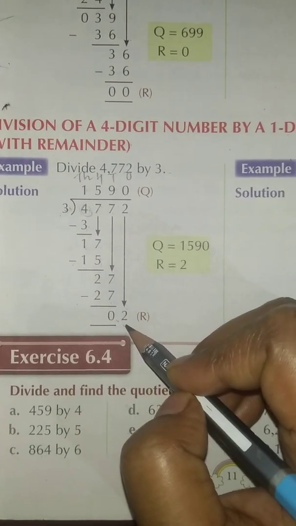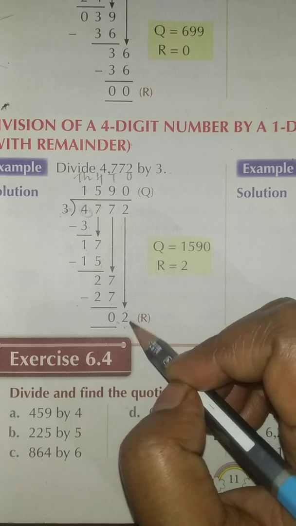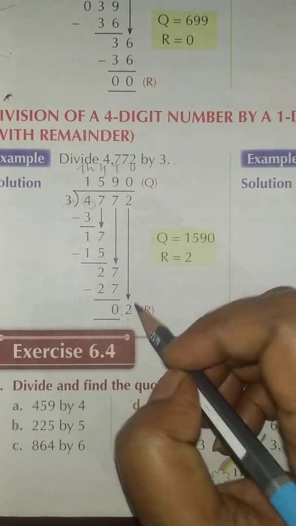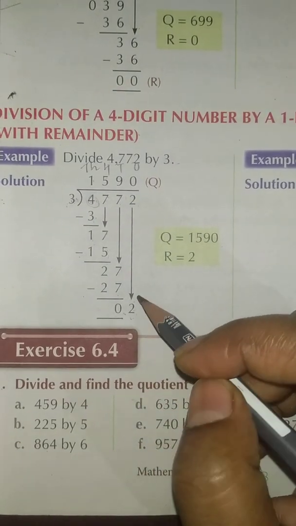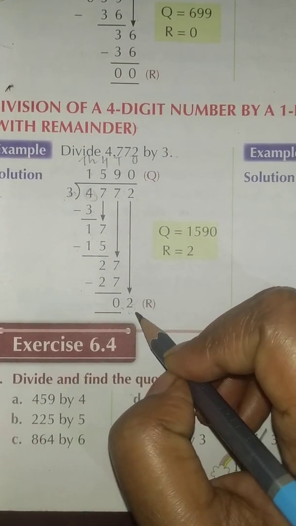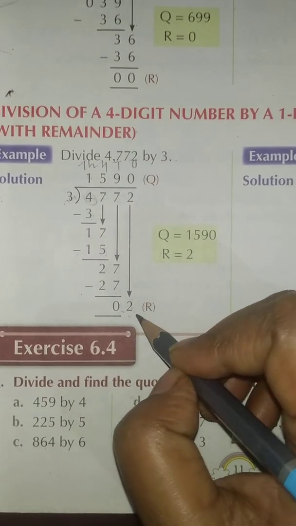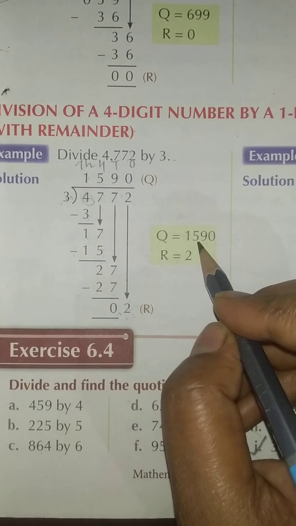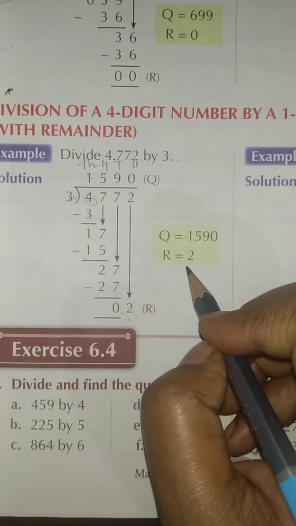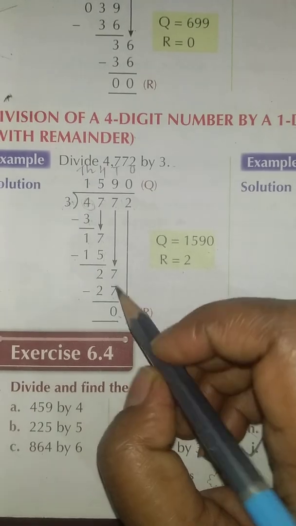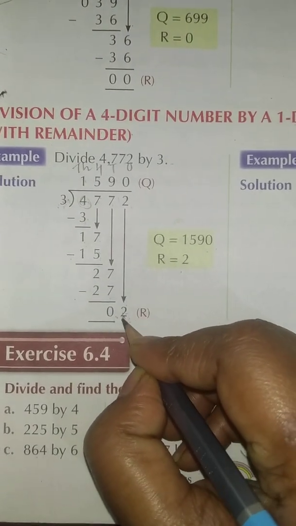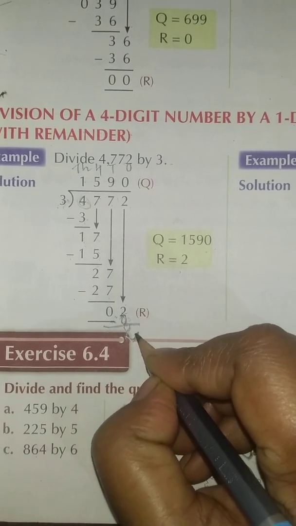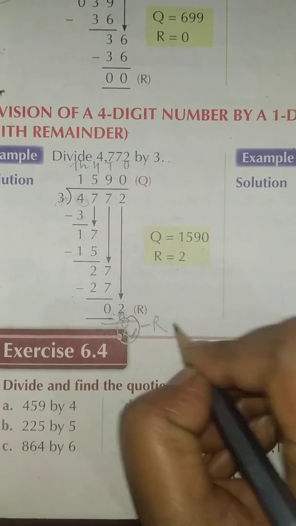Now as you bring down 2 here, 2 is smaller than the divisor, isn't it? So we cannot do further division. Then you will write 3 zeros are 0, and we will put 0 in the quotient. So at last 2 is the remainder. Here the quotient we have got is 1590 and the remainder we have got is 2. Clear? Here you can do 3 zeros are 0. Now you subtract 2 minus 0 is 2. So this is the remainder.